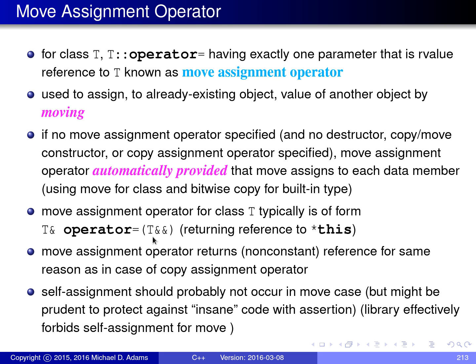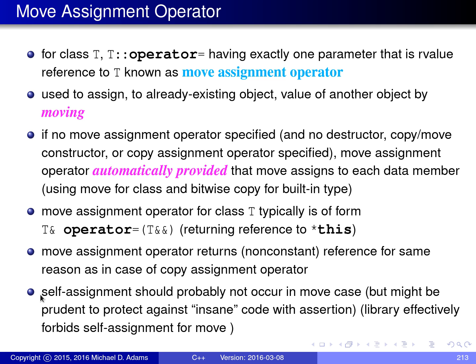A move assignment operator for the class T typically has a signature which looks something like this. The critical thing is that the parameter to this operator has to be an R value reference to T. This is what makes it a move assignment operator as opposed to some other type of assignment operator. And for similar reasons as the copy assignment operator, this operator returns an L value reference to T, and the reference is a reference to star this. This is what's returned.